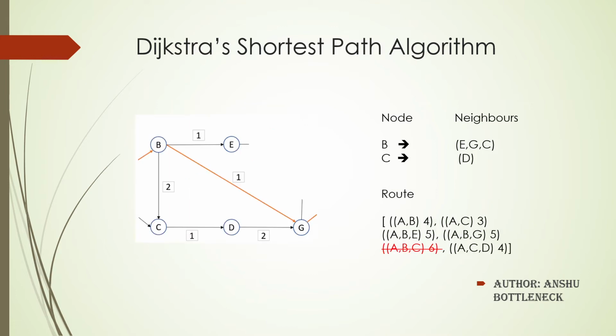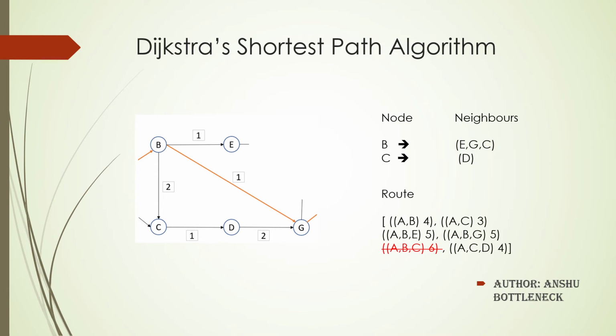Now from B the neighbors are E, G and C. Similarly for C the neighbor is D. So now the paths will be appended. While appending, it will also consider that a node that is already visited should not be visited again unless the weights are less. So if you see A, B, C, 6, where the weight is 6, it has been struck off.